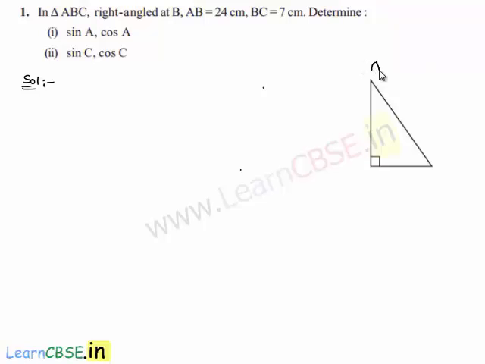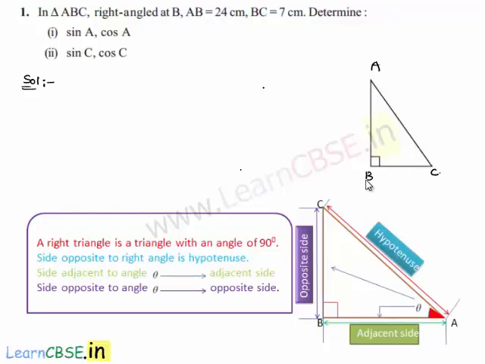Let us consider triangle ABC, which is right angled at B. Here AB is equal to 24 centimeters and BC is equal to 7 centimeters. Let us also find the hypotenuse AC.